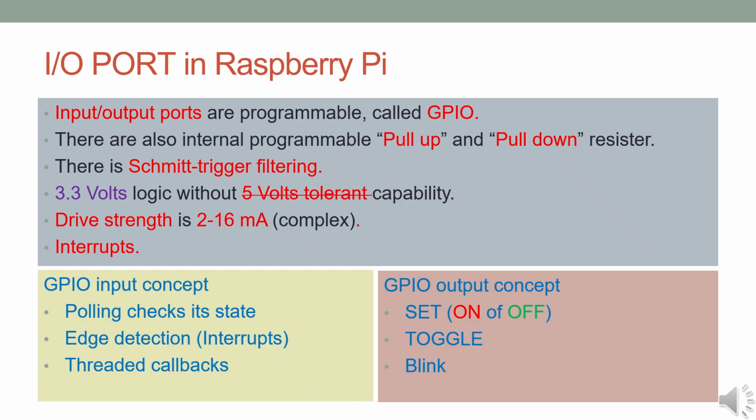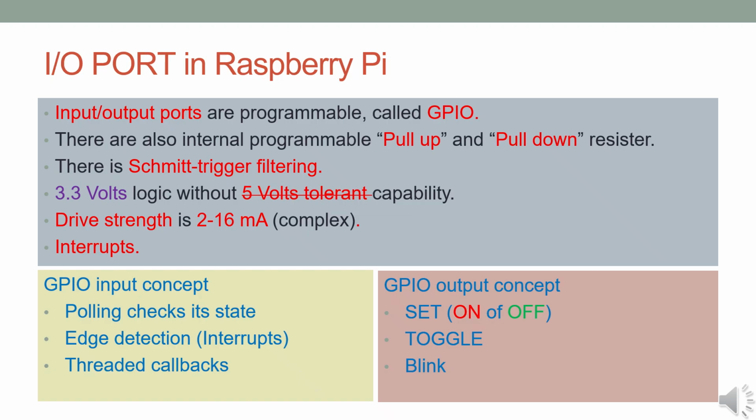Interrupts with edge detection. Instead of constantly checking, the Raspberry Pi can monitor for a state change, called an edge: rising edge, a low to high transition, or falling edge, a high to low transition. When an edge is detected, the system can immediately respond by triggering a function. This is more efficient and responsive.